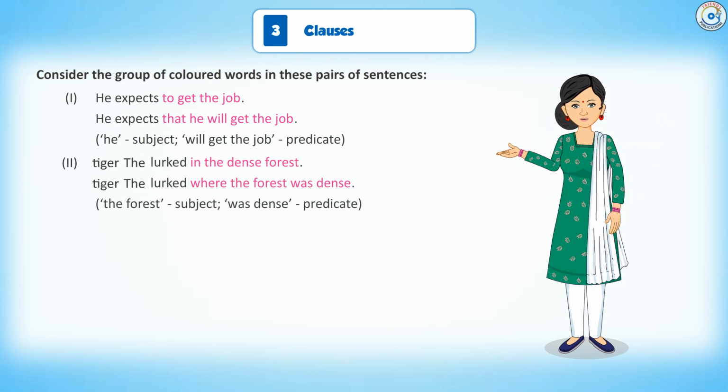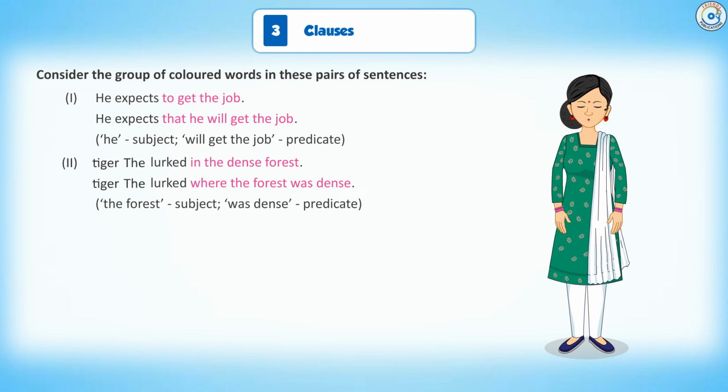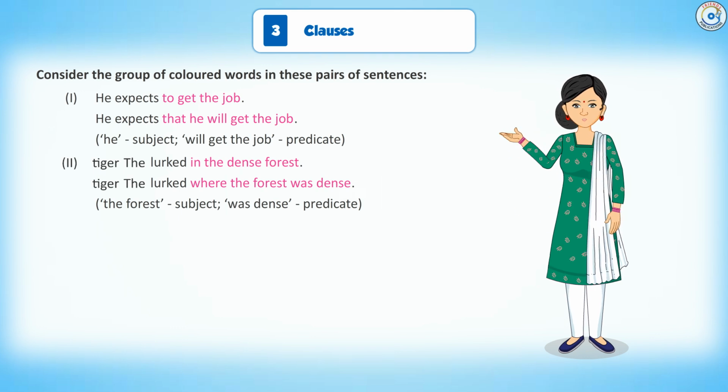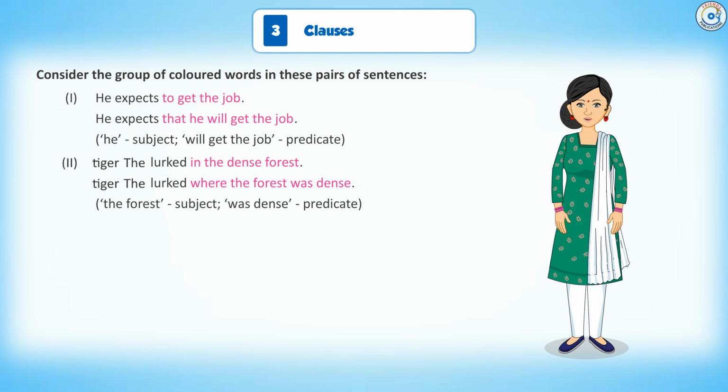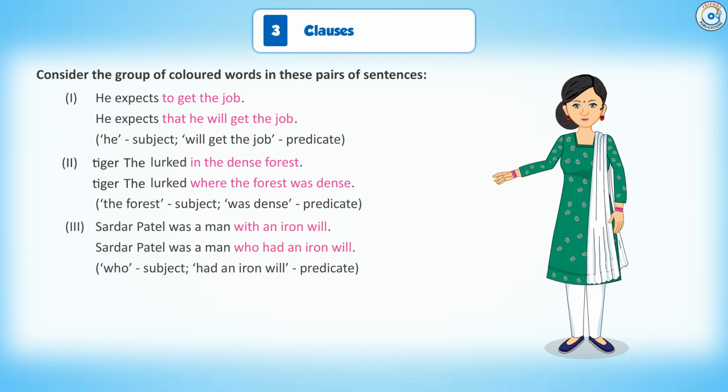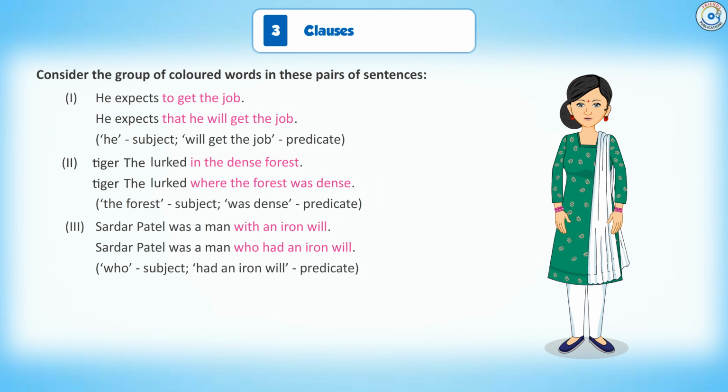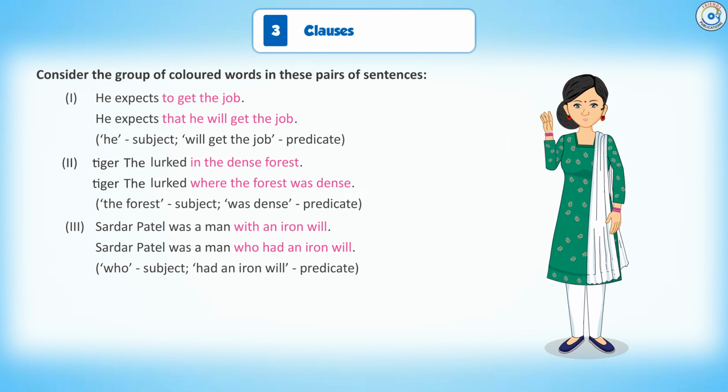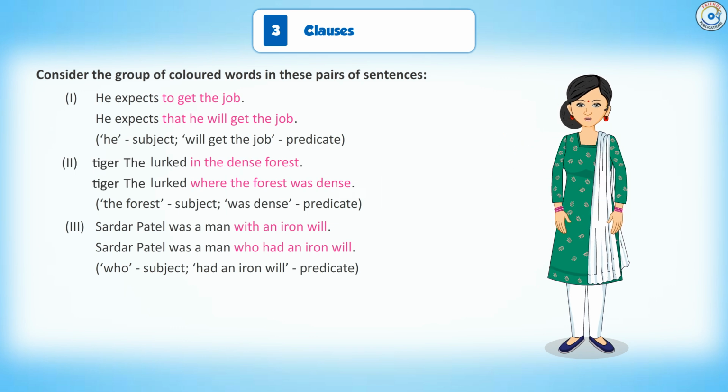The tiger lurked in the dense forest. The tiger lurked where the forest was dense. The forest, subject. Was dense, predicate. Sardar Patel was a man with an iron will. Sardar Patel was a man who had an iron will. Who, subject, had an iron will, predicate.